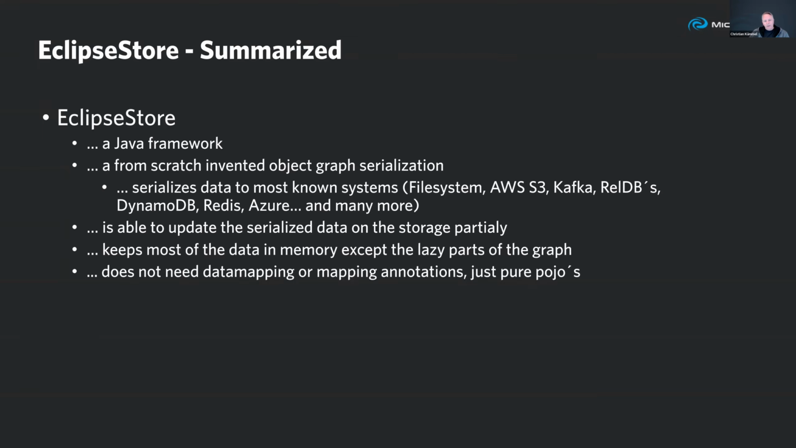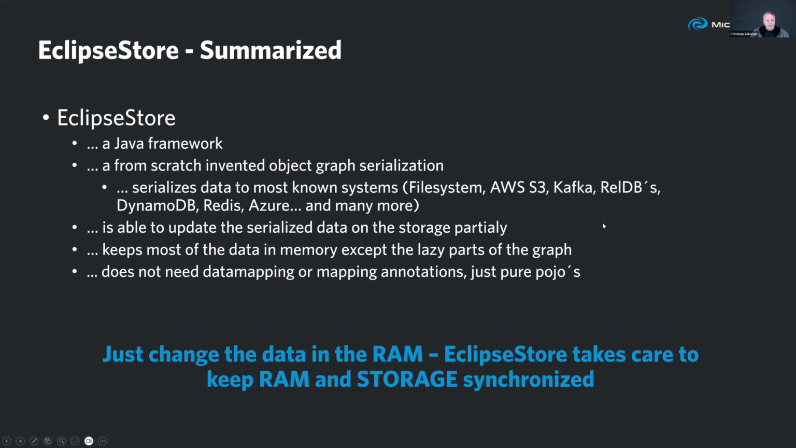There is no data mapping anymore. We do not have mapping annotations or stuff like that. You only need your pure Java POJOs. That's all you need. But I will come to that a little bit later. That's why we most of the time talk about EclipseStore as a Java native storage technology. To say it in easy words, you write data to the RAM. You only have to take care about the data within the RAM, and EclipseStore takes care to keep RAM and the storage, the binary part on the hard disk, synchronized. That's what it is.